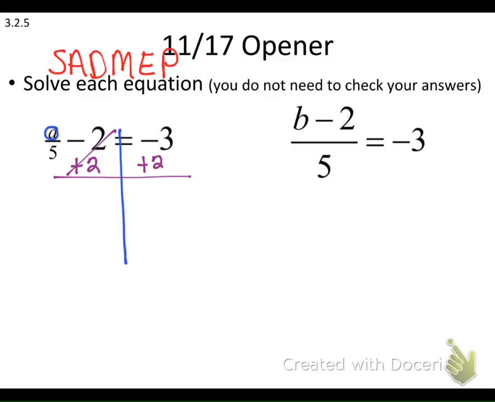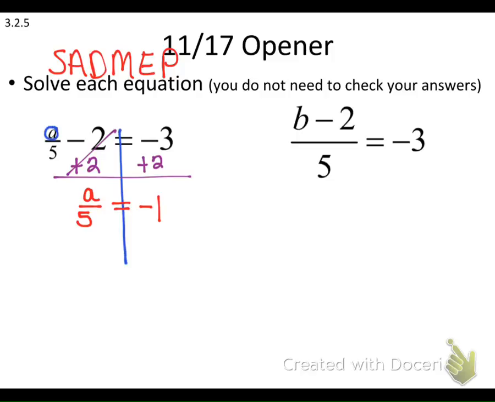So now on my left side, I still have the A divided by 5 equals, and then on the right side, what's negative 3 plus 2? Negative 1. Use that calculator to help you. Okay, now you're back to a one-step equation. So you have A divided by 5 equals negative 1.